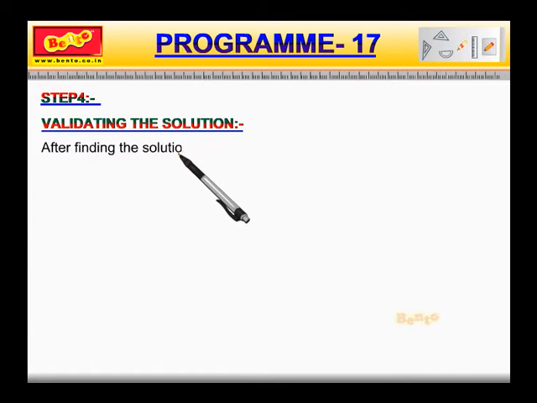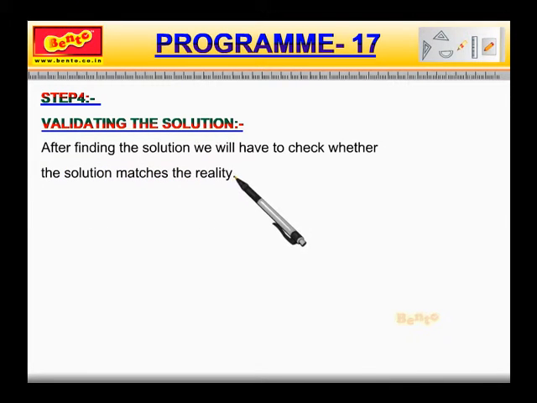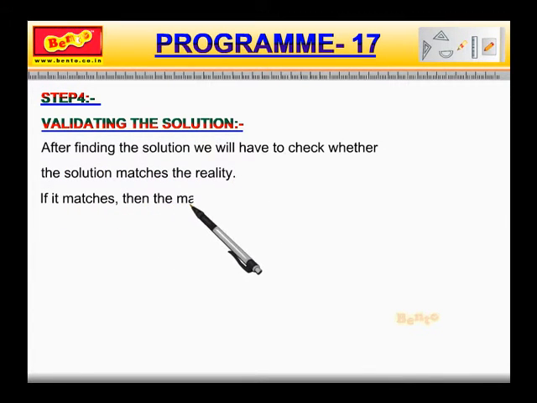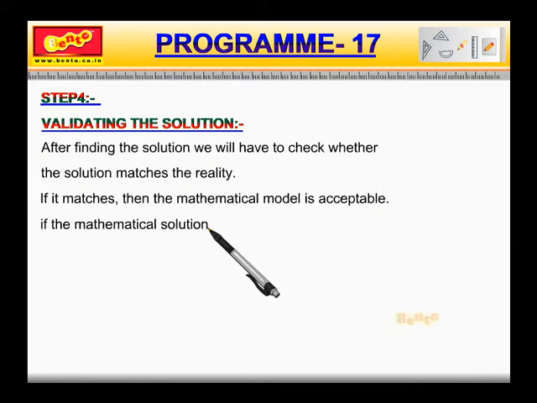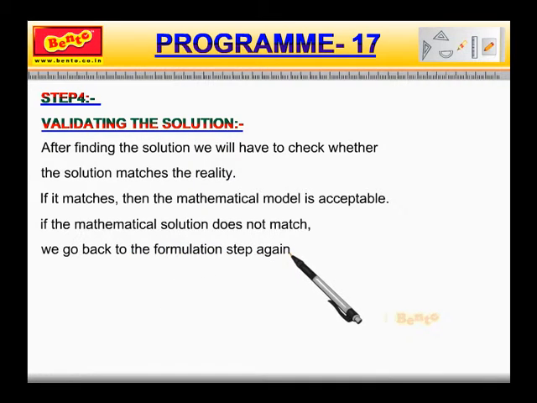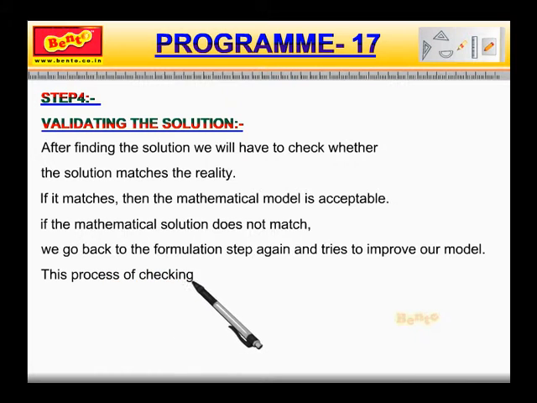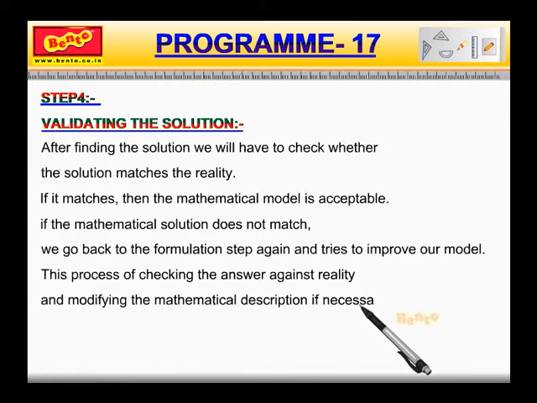After finding the solution, we will have to check whether the solution matches the reality. If it matches, then the mathematical model is acceptable. If the mathematical solution does not match, we go back to the formulation step again and try to improve our model. This process of checking the answer against reality and modifying the mathematical description if necessary is called validation.